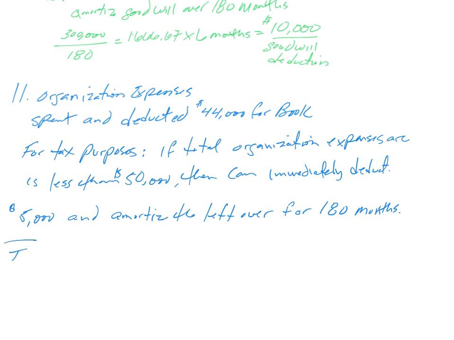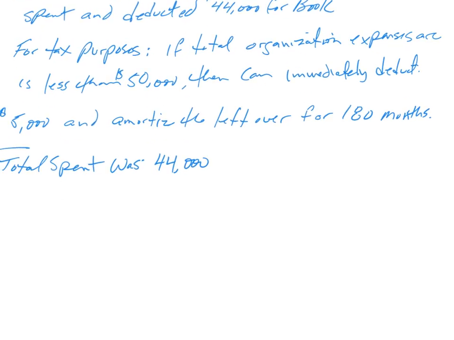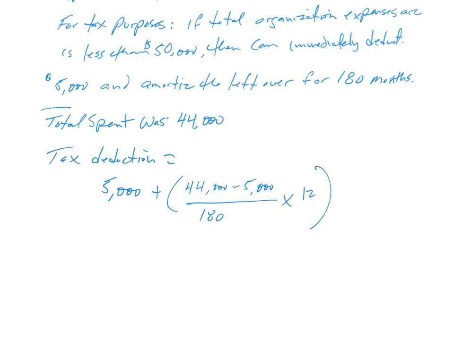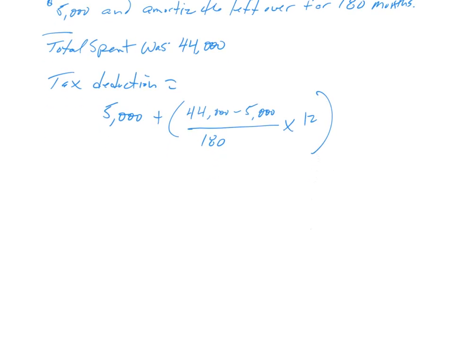Okay, so the total spent was $44,000. So the tax deduction equals $5,000 plus what's left after you subtract out that $5,000 from the total, divided by 180 months. And since they started up their business in January, they get 12 months of a deduction. So this is the formula to figure that out. So $5,000 plus this gives us 39,000 over 180.